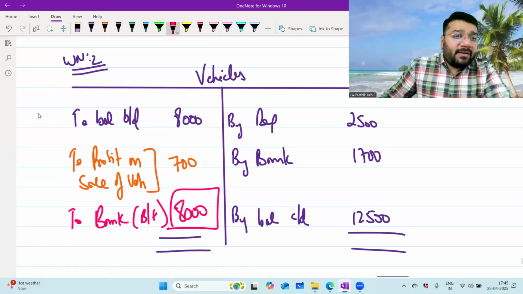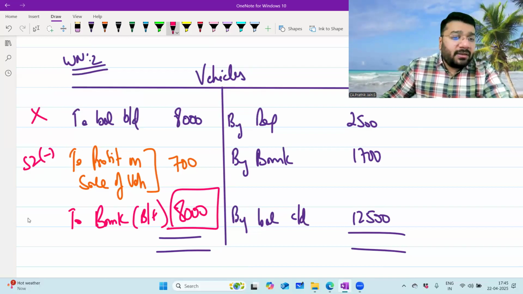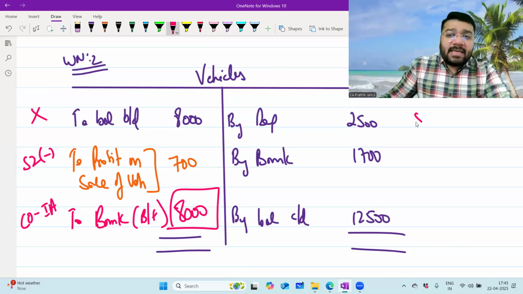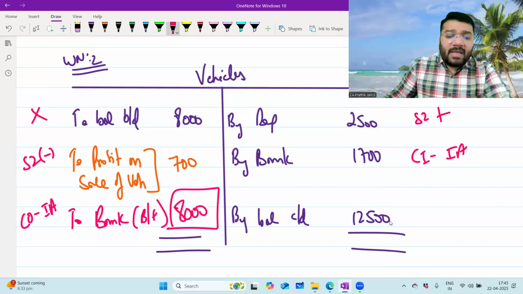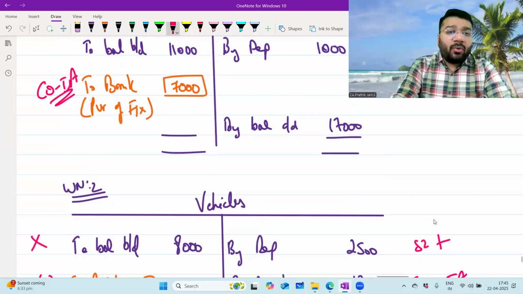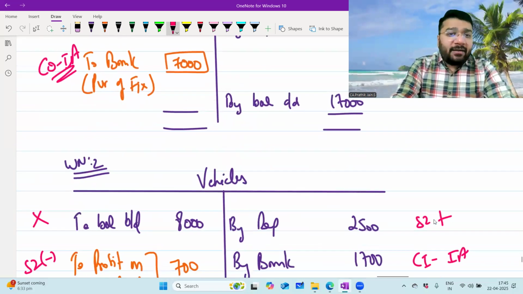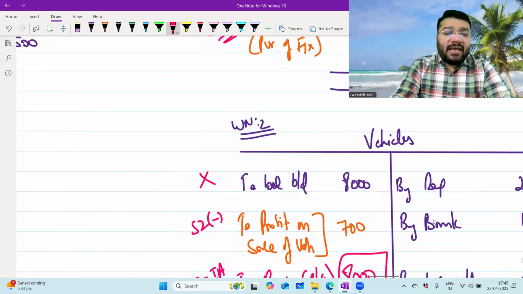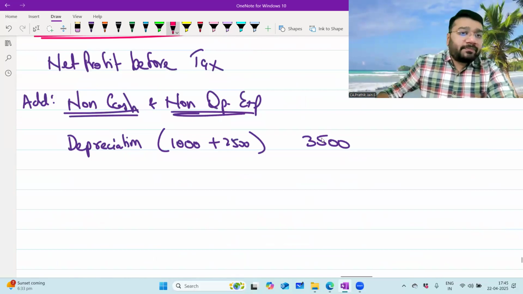This is not affecting my cash flow statement. This will affect my segment 2. I need to minus. This is cash outflow of investing activity. This is segment 2, already taken care of. By bank, cash inflow, investing activity. That's all. This will not affect my cash flow statement. Wonderful. So guys, with this two information, I got only depreciation information and profit. That's all, nothing apart.